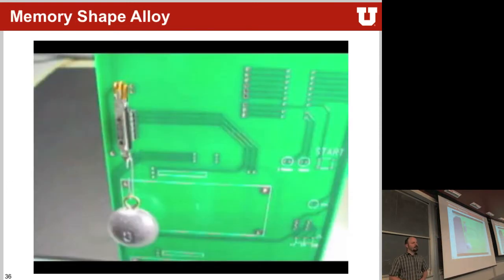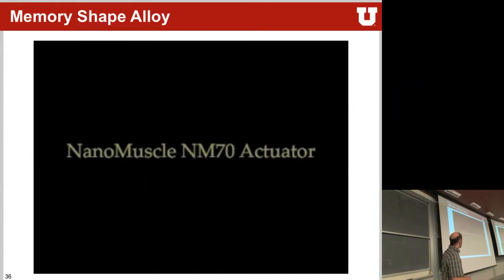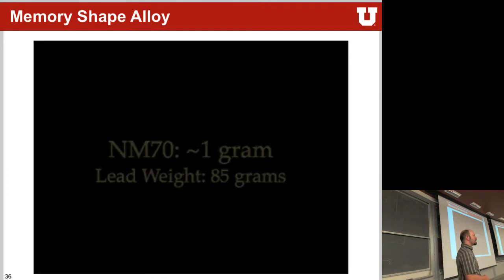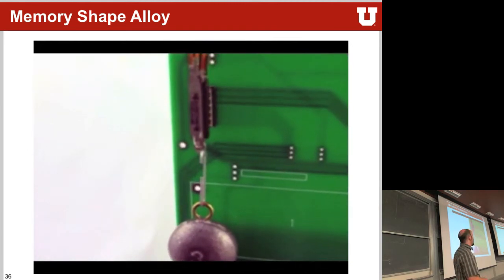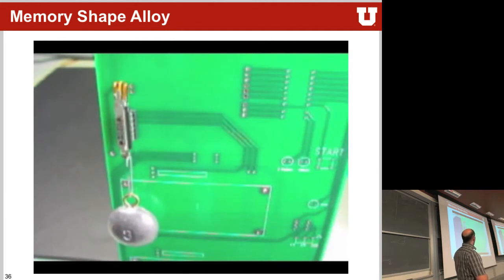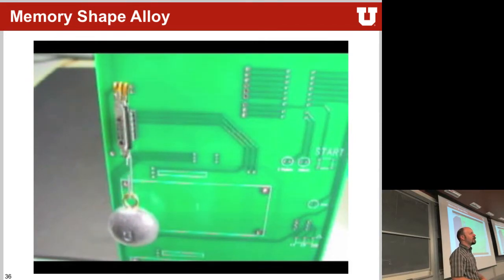But there are some really cool actuators out there these days. So for example, in this case, this is a memory shape alloy. And this little thing, an NM70 actuator, weighs 1 gram, but it can lift up to 85 grams. So 85 times its own weight. So it's this little thing up here. Using power, you can actuate it, and it can actually lift 85 grams. Even though it weighs only 1 gram, it's kind of a cool little device. Of course, it does this only because it draws a lot of power to actually lift this thing up there.